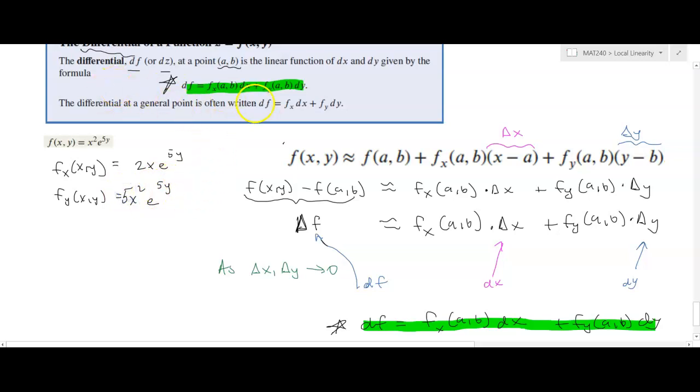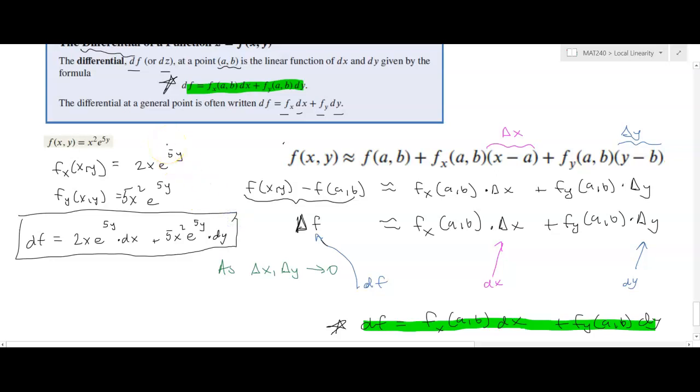And so now I can put this into differential form. Now this did describe a point, but there's also this statement that the differential at a general point is often written as df equals f sub x times dx plus f sub y times dy. So to write our differential, df, we can say that is f sub x, 2x e to the 5y, times dx plus f sub y, which is 5x squared e to the 5y multiplied by dy. And so our differential of that equation is this guy right here.